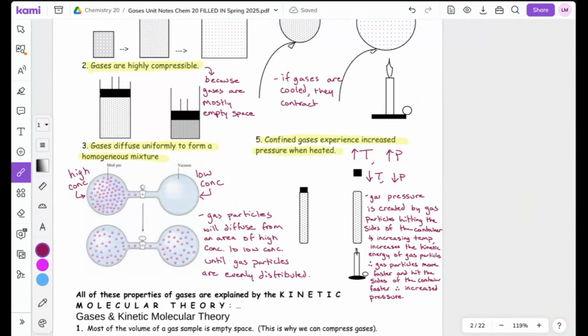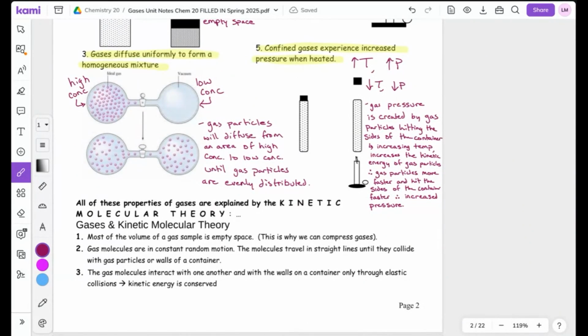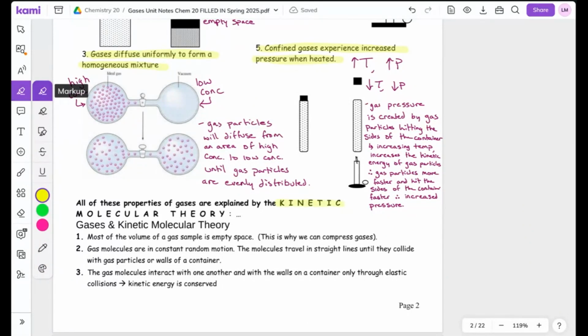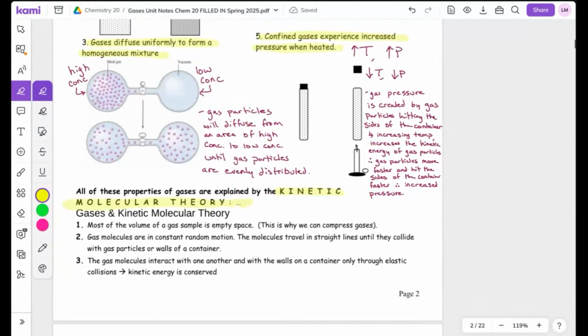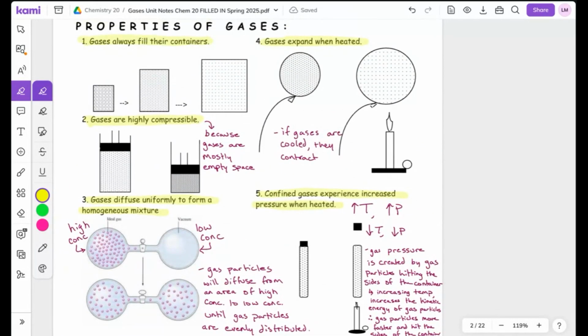Okay, so those are the 5 properties of gases there. And all of these properties can be explained by something called the kinetic molecular theory. What the kinetic molecular theory is, is just these 3 points below here. I've talked about some of them already. Statement number 1 just says that most of the volume of a gas is empty space, which we talked about in property number 2, where gases are highly compressible.